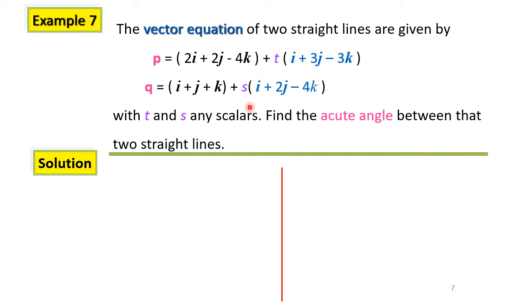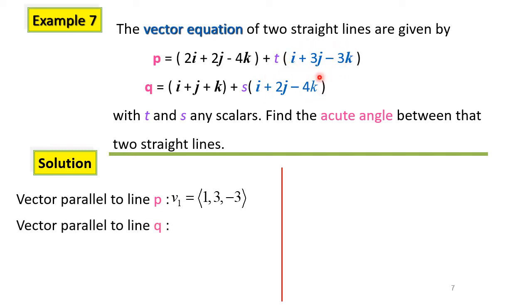So we go straight away to example 7, or example 1 in this video. Given line 1, P, this is the equation for line 1, and Q is the equation for line 2. Find the acute angle between the two straight lines. Remember, from these two we can find V1 and V2. As I highlighted, this is V1, and from line Q, this is V2.